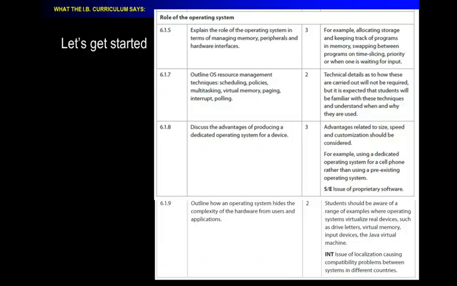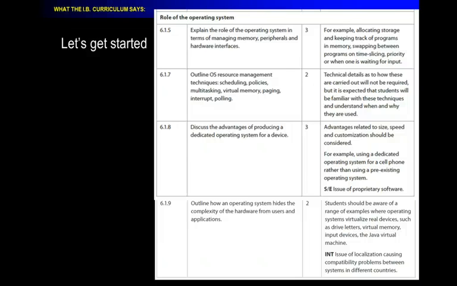Outline OS resource management techniques: scheduling, policies, multitasking, virtual memory, paging, interrupt, polling. Technical details will not be required, but it is expected that students will be familiar with these techniques and understand when and why they're used. Okay? Discuss the advantages of producing a dedicated operating system for a device. Advantages to size, speed, customization should be considered. For example, a dedicated operating system for a cell phone rather than using a pre-existing operating system.